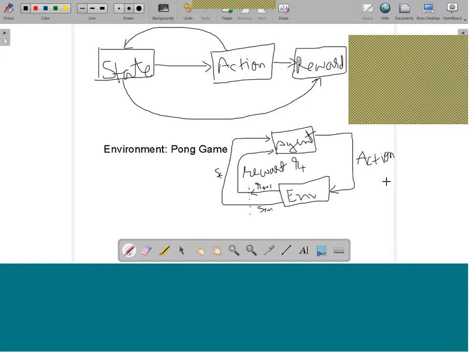And what is the goal of the agent? Understand. If you want to write, then you can write it down. The goal of the reinforcement learning agent is to maximize the total reward. Understand carefully: maximize the total reward.